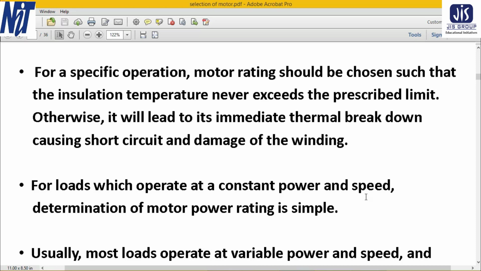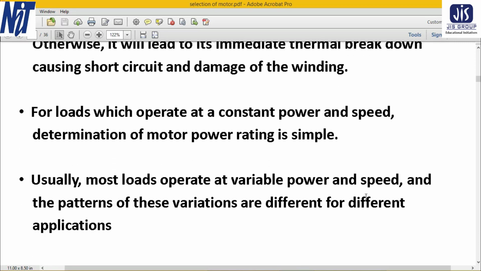Now if we operate at constant power and speed load, then determination of the motor power rating is simple. But in reality, most of the loads are variable power and speed, and the pattern of this variation is different for different applications. If you are deciding for a paper mill, it will be different from a traction drive. So different applications have different patterns.